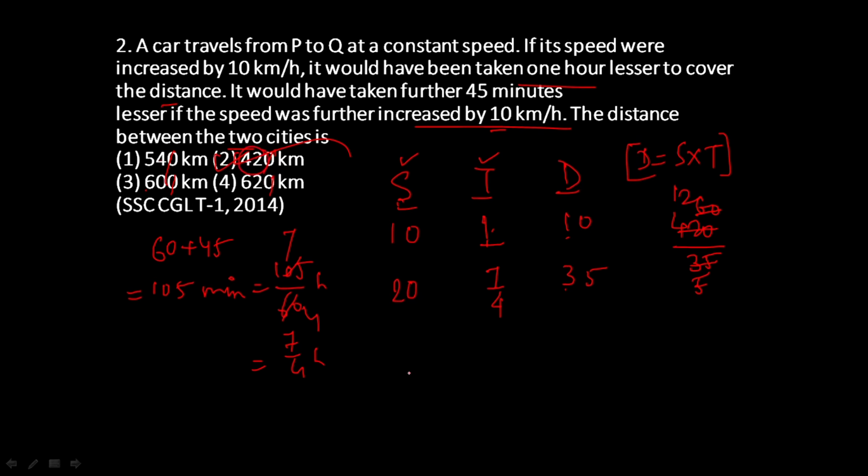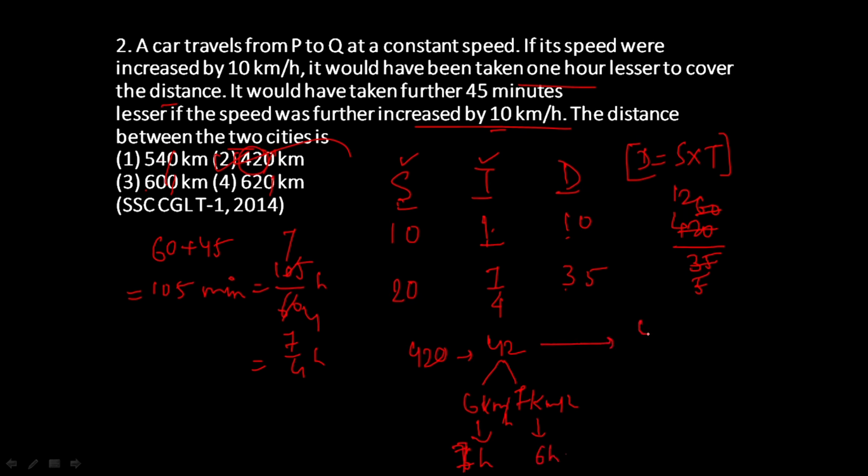420 means 42 times 10, and 42 means 6 and 7. If this is 6 km per hour speed and this is 7 km per hour speed, then this will take 7 hours and this will take 6 hours, right?